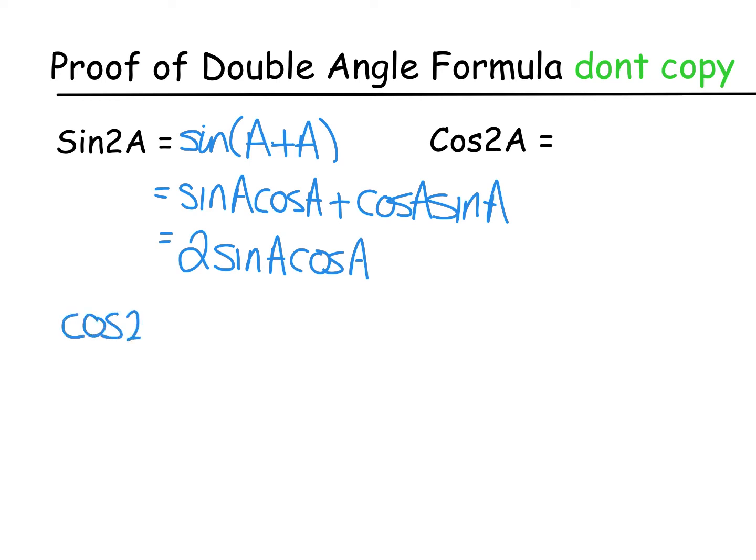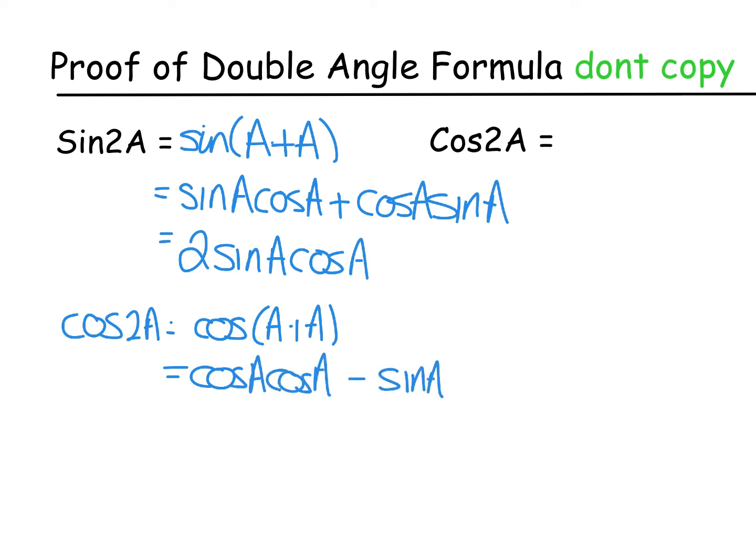So cos2A can be written in the same way as cos bracket A plus A. Now if I expand that out, that would be cos A cos A minus sin A sin A. So remember, for cos the sign always changes. If it was a plus in the bracket, it becomes a minus. Now that really is just cos squared A minus sin squared A. So that was one of the proofs.